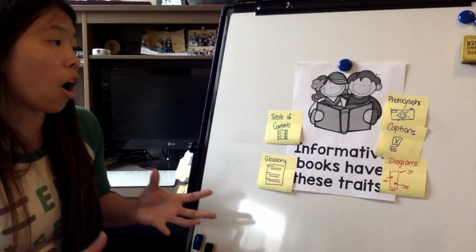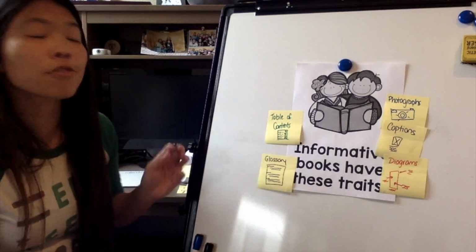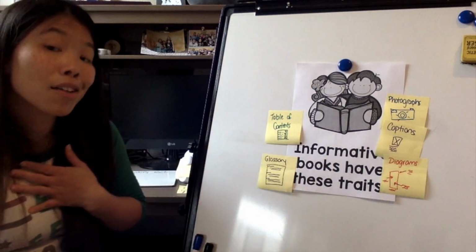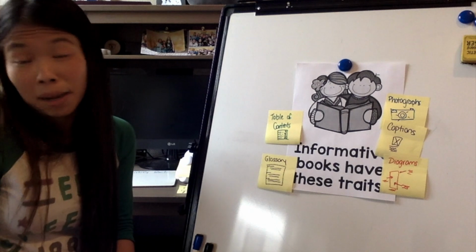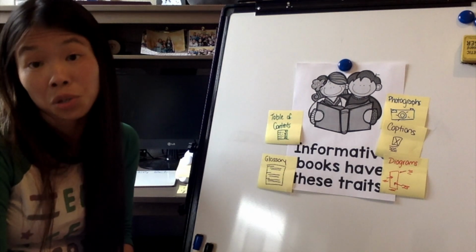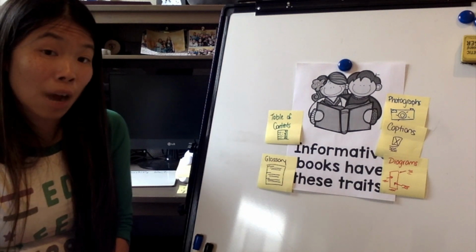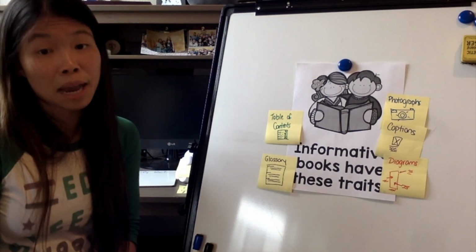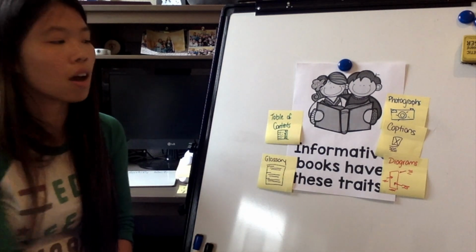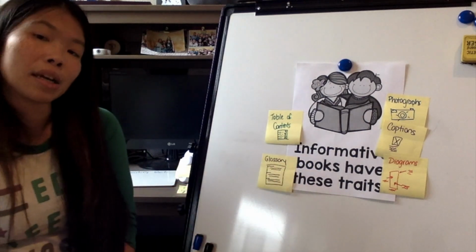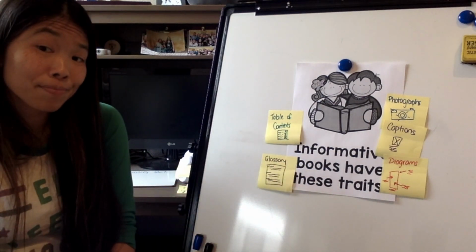So these are all different parts of informational books that I have noticed while I've been reading my informational text over the last 2 weeks. Something that I want us to think about, now I'm going to put 10 seconds on the timer, and I want you to think about this. Why do we read informational texts? Go.